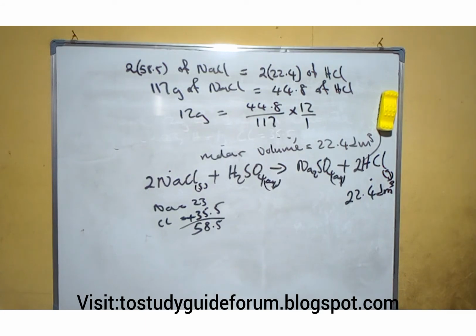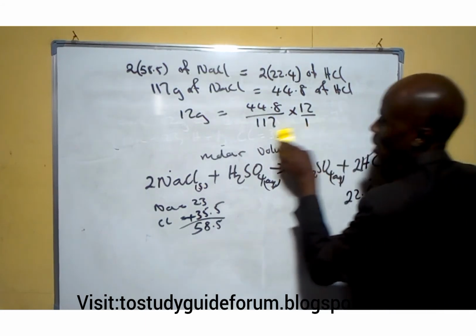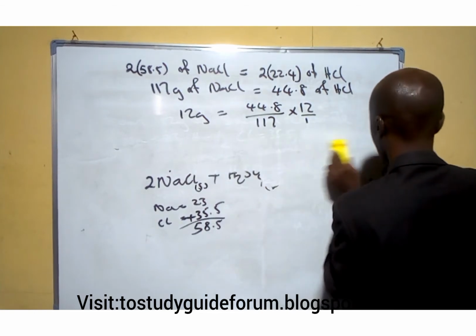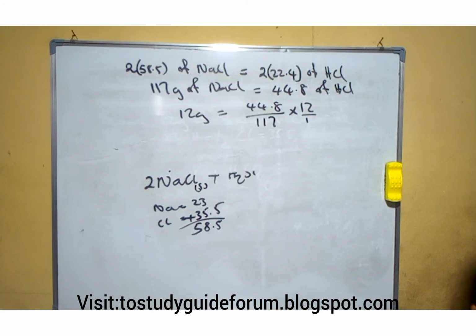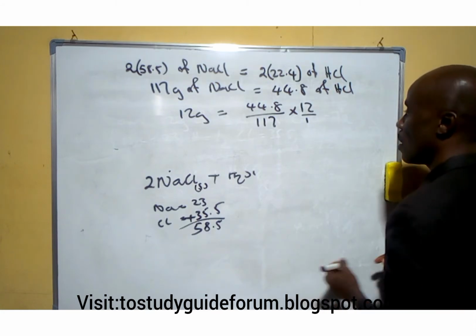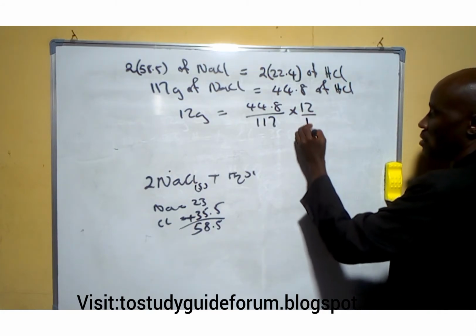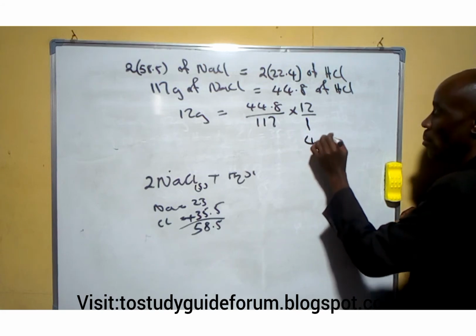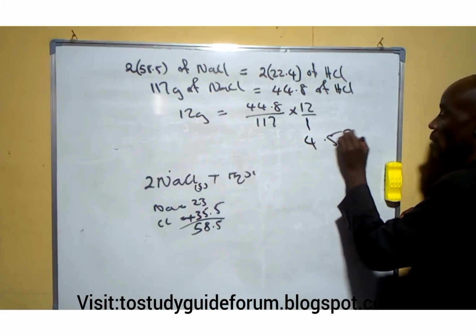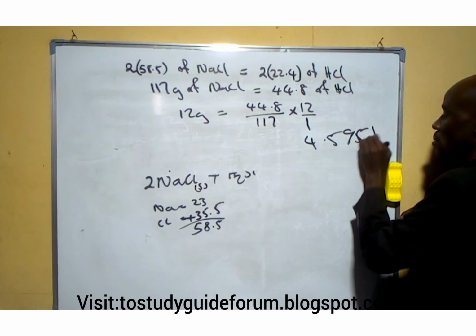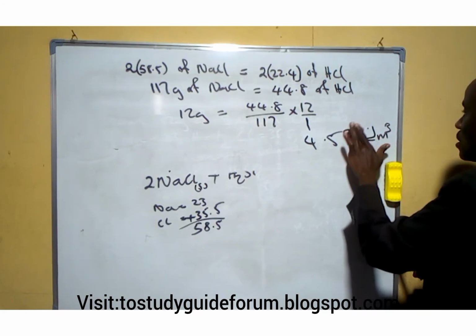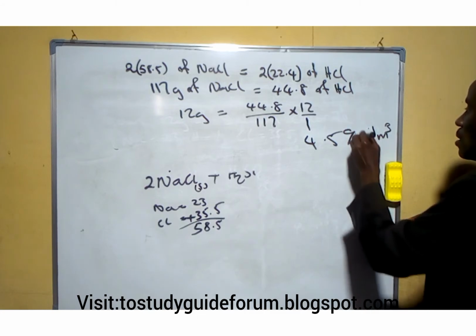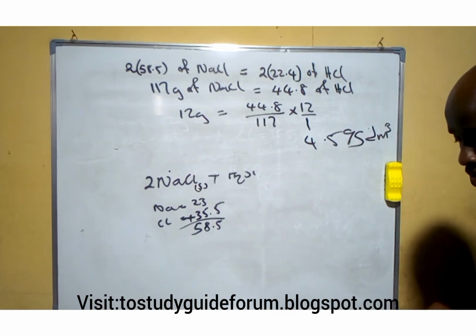If we do the calculation and divide it, we will have 4.596 dm cube. That is the final answer.